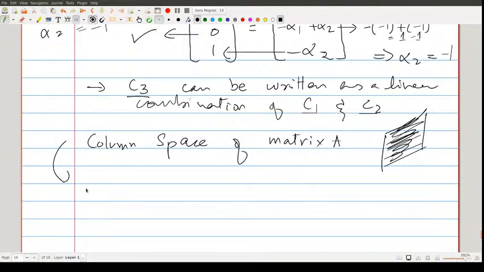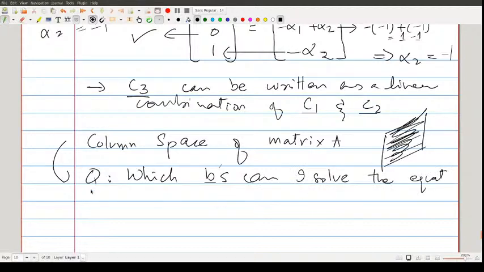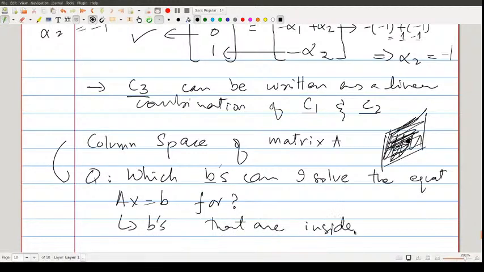And now here's the question. Which B's can I solve the equation AX equals B for? And the answer is, you can solve for those B's which are inside this plane. So B's that are inside the plane. If they're not inside the plane, you won't be able to find a solution.